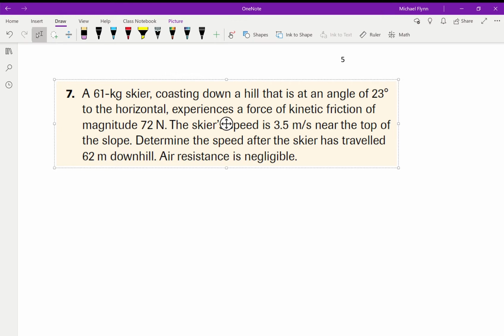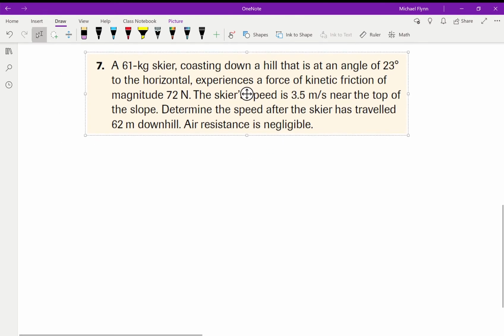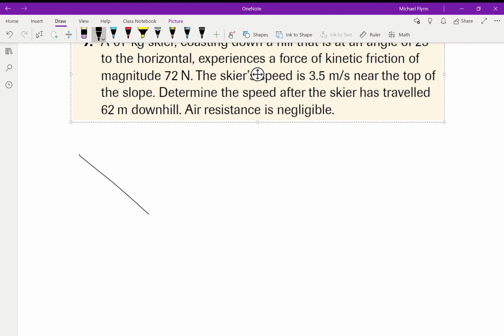this problem was, Nick asked about it, so I thought I would mention it here. It says a skier is coasting down a hill that has an angle of 23 degrees to the horizontal. Experiences a force of kinetic friction at the top, magnitude 72 newtons. The skier's speed is 3.5 meters per second near the top of the slope. Determine the speed after he's traveled 62 meters downhill. All right, so there's a number of things going on. I'm just going to draw a little diagram here. Okay, they give us a lot of information.